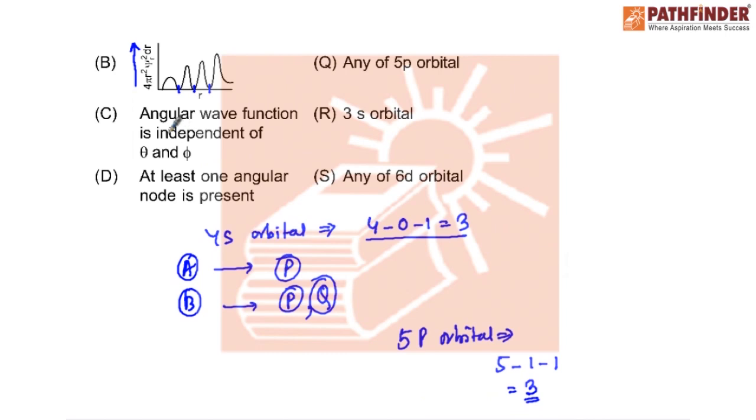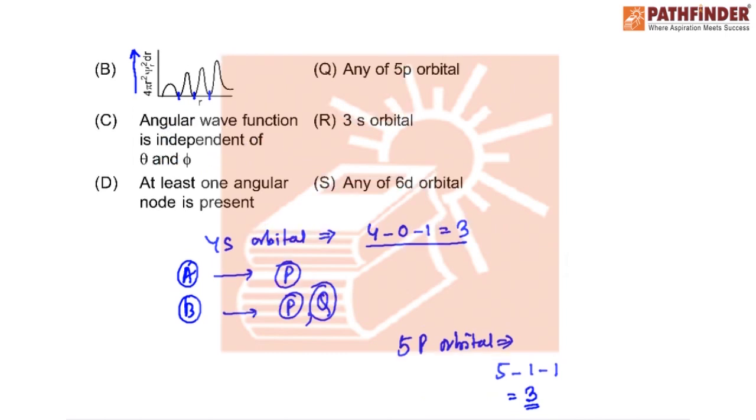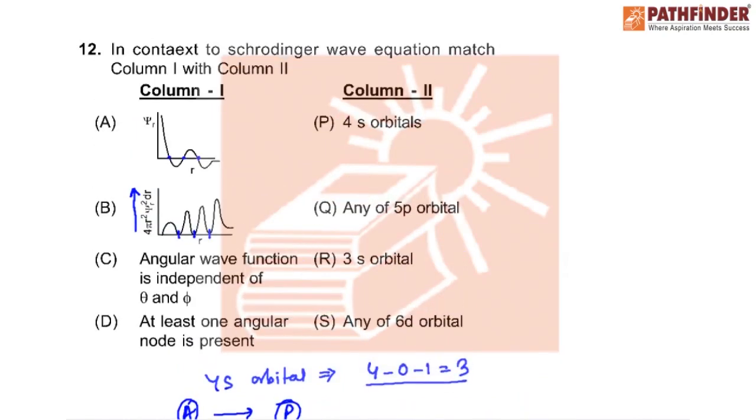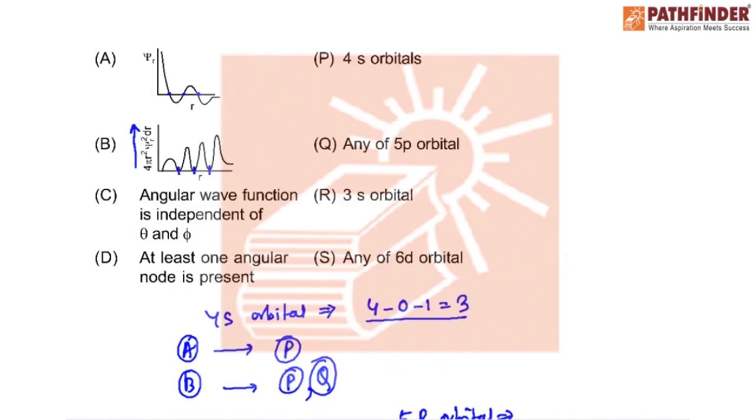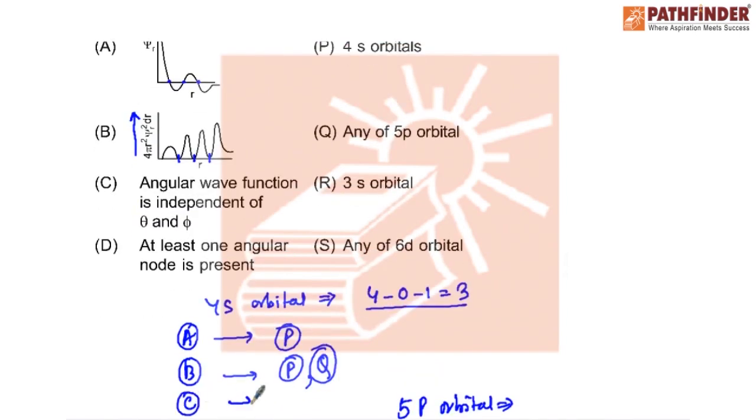Moving to the next one, angular wave function is independent of theta and phi. As you know, the s orbitals are spherically symmetrical. They don't have any kind of directional property. So theta and phi basically define the directional property of any orbital. Since s orbitals do not have such, this particular statement should be true for 4s and 3s orbital. That is, C has a match with P and R.